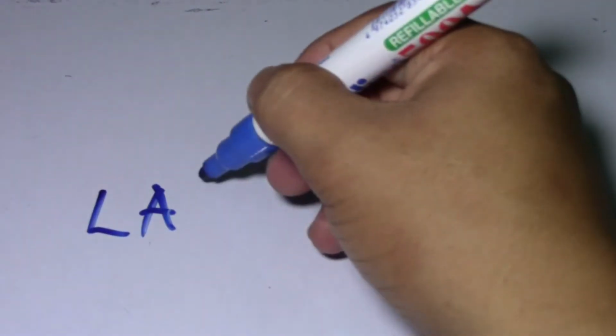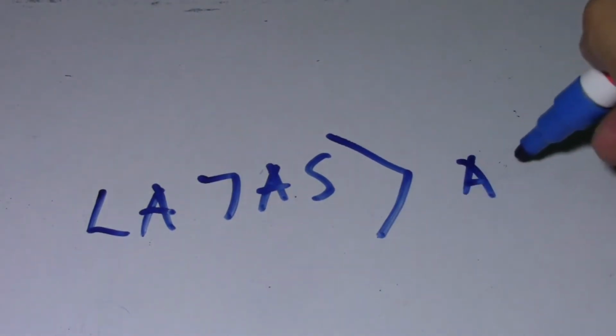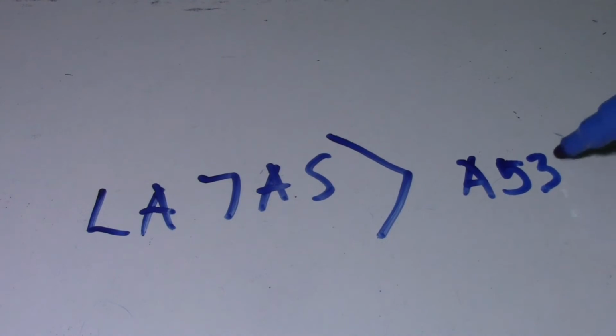Next is this other pipeline specification. We also have LA7AS. So what is the material description for this? It is A53B GALV.